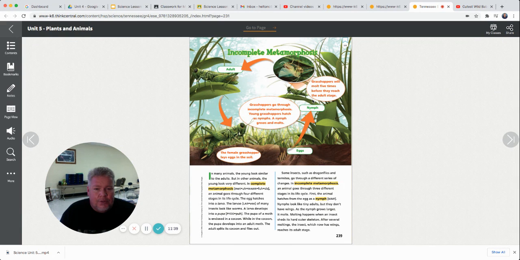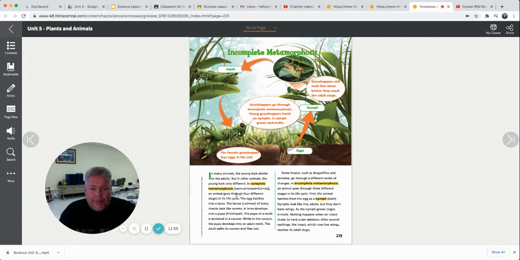A nymph grows and molts. Grasshoppers will molt 5 times. That means they shed their skin and grow a bigger skin before they reach the adult stage. In many animals, the young look similar to the adults, but in other animals, the young look very different. It's what we've been reading about.